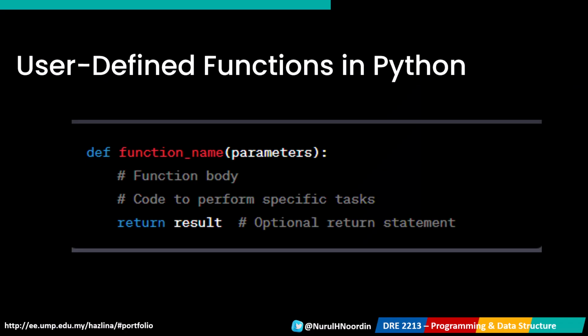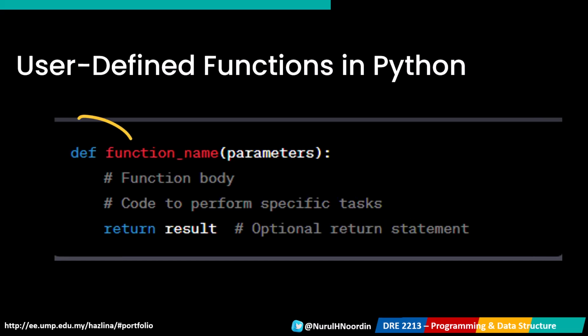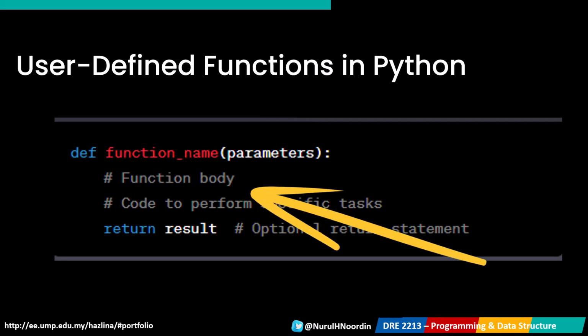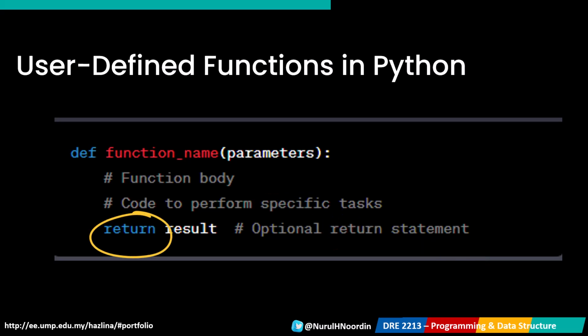Python allows you to define your own functions, known as user-defined functions, UDF. UDF enables you to encapsulate reusable blocks of code for better organization and readability. The def keyword is used to declare a function. Function name is the name of the function you choose. Parameters are input values passed to the function. Function body contains the code to be executed when the function is called. The return statement is used to send a value back when the function is called.